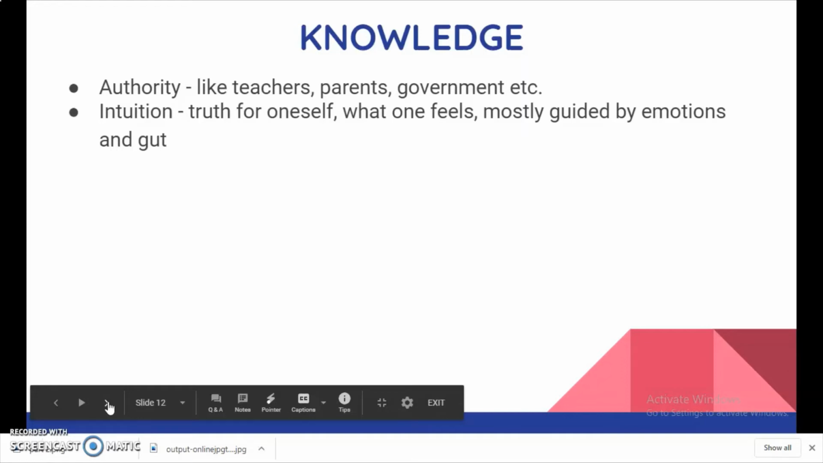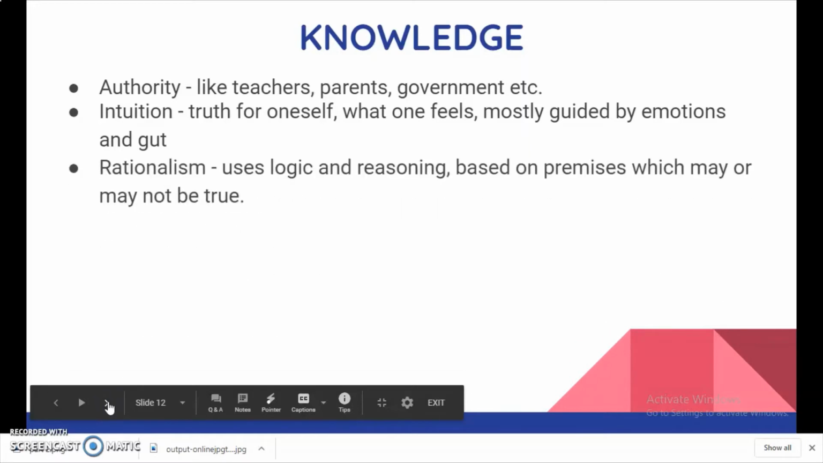So we may connect that with that bad experience, and we say, oh, the chocolates are not good, I don't like it. It's a personal experience. It's a truth for oneself. It is just a feeling for that particular person, and that becomes knowledge for that person. So that's another way of acquiring knowledge, through intuition. It is the truth for oneself. It is just subjective, what one feels, mostly guided by emotions and gut. And then we will see the third one, that is rationalism.